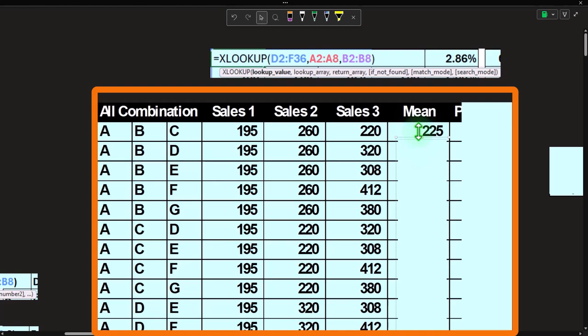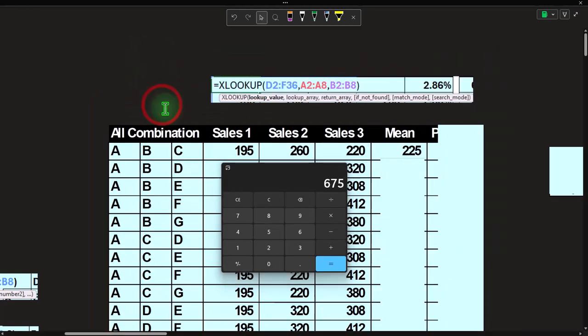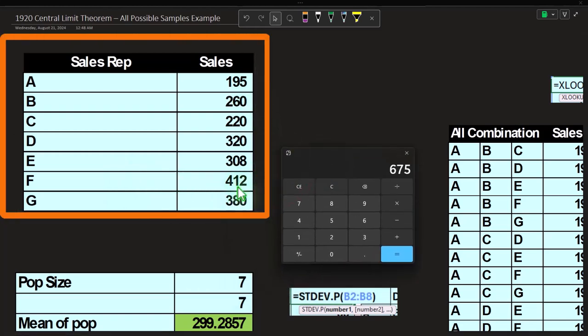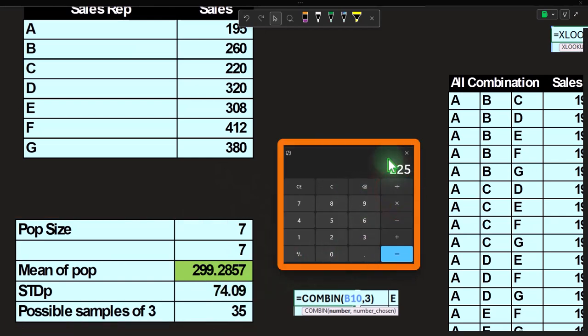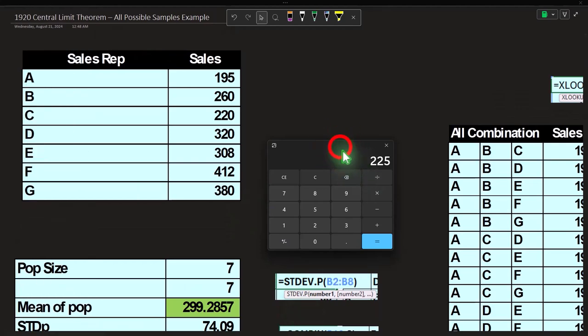And now we're taking the mean of each sample. So we took samples of three, and we're taking the average or mean of each sample. So 195 plus 260 plus 220. Now remember, the general idea here would be, in practice, if we had a population that we didn't know, but we only had a sample of three, the mean of the population, you could see, is 299. The mean of the sample is that divided by three, we got 225. It should still tend towards the mean of the population. So that's going to be the center point.